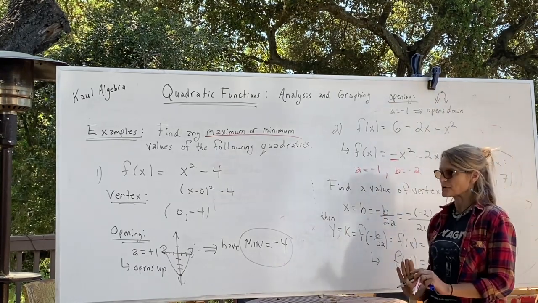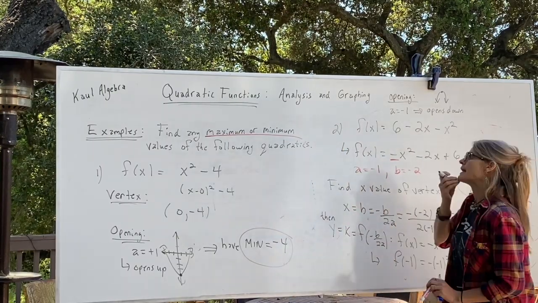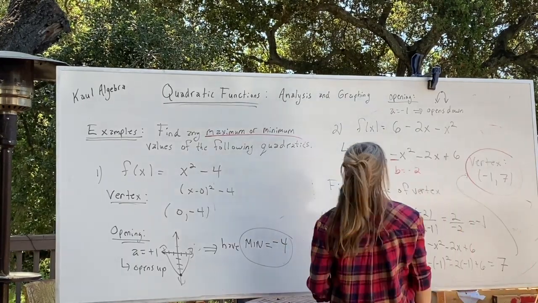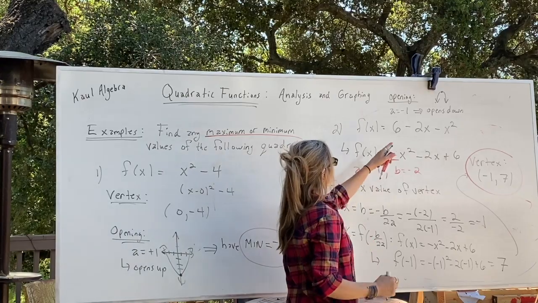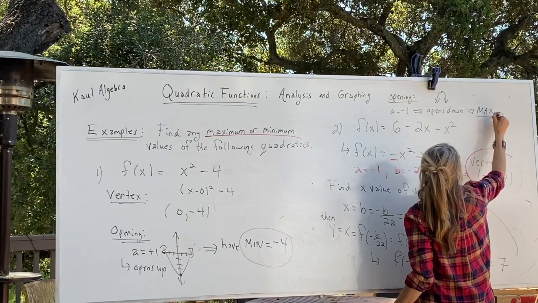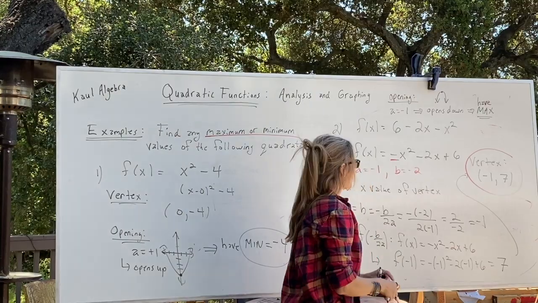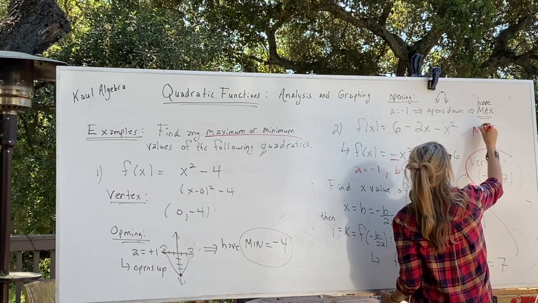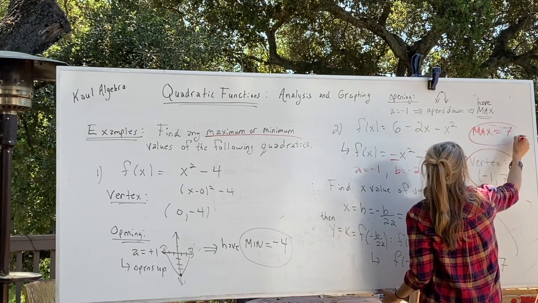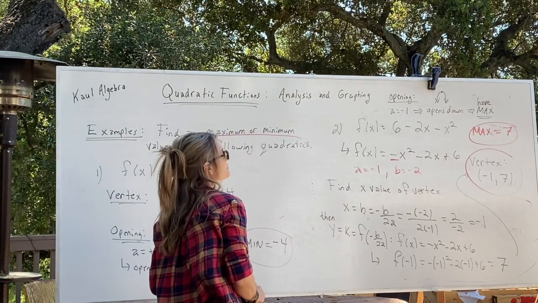Okay. So if it opens down, it's expressive of an object like in projectile motion that goes up and comes back down. That is a kind of curve that has a negative in front of the x squared. So it opens down. So in this case, I know I'm going to have a maximum. I only have one or the other, so I have a maximum. And my maximum value is equal to 7 here. That's my maximum value. So that's how you find minimums and maximums.